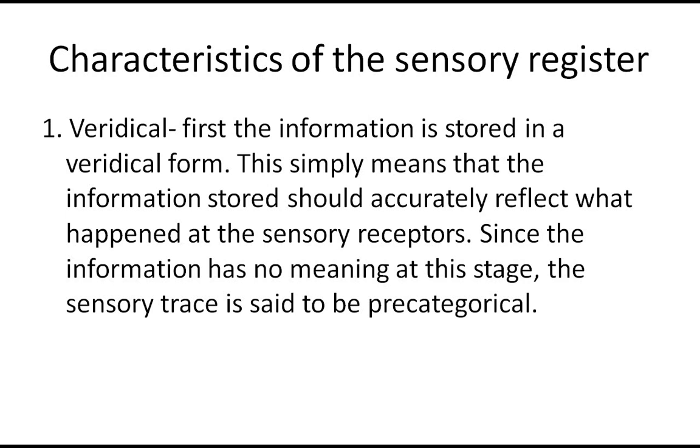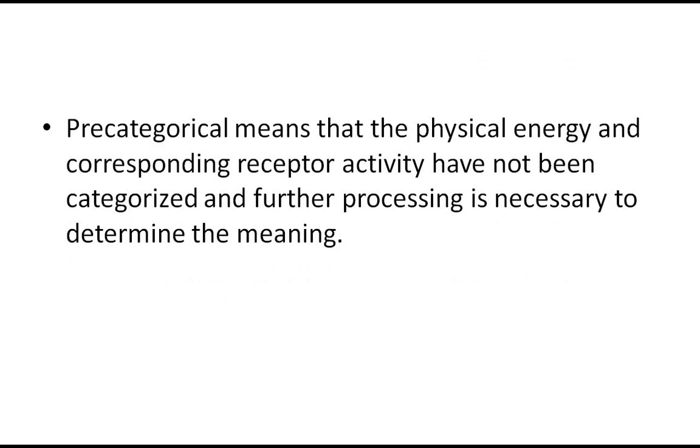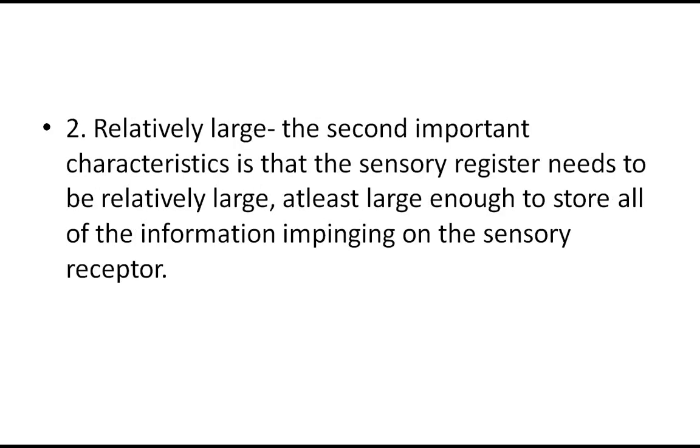This simply means that the information stored should accurately reflect what happened at the sensory receptors. Since the information has no meaning at this stage, the sensory trace is said to be pre-categorical. Actually, pre-categorical means that the physical energy and corresponding receptor activity have not been categorized and further processing is necessary to determine the meaning. And the second one is that it is relatively large. The second important characteristic is that the sensory register needs to be relatively large, at least large enough to store all of the information impinging on the sensory receptor.